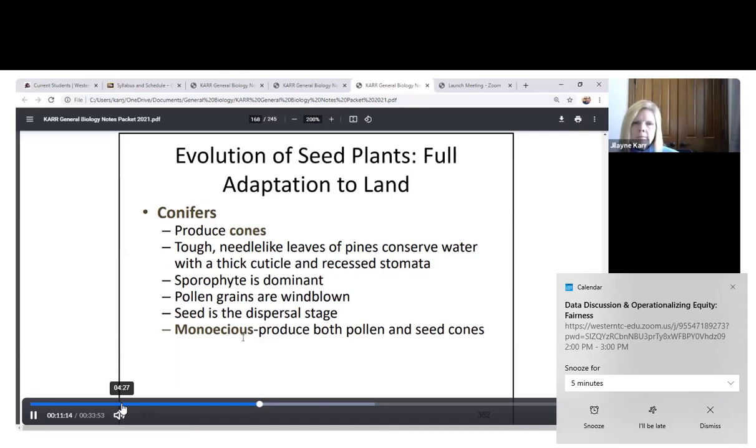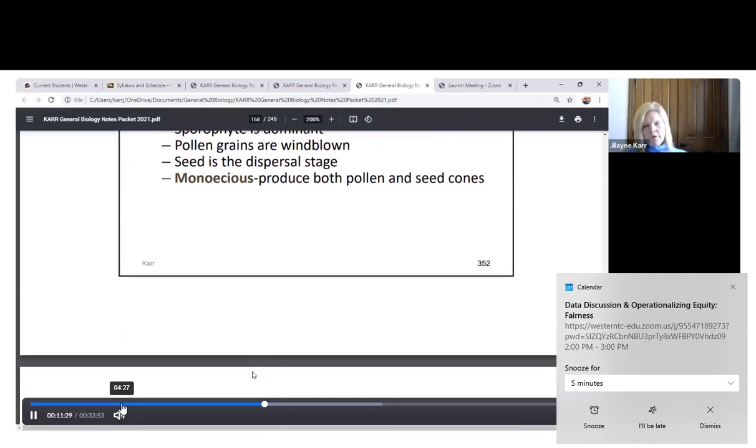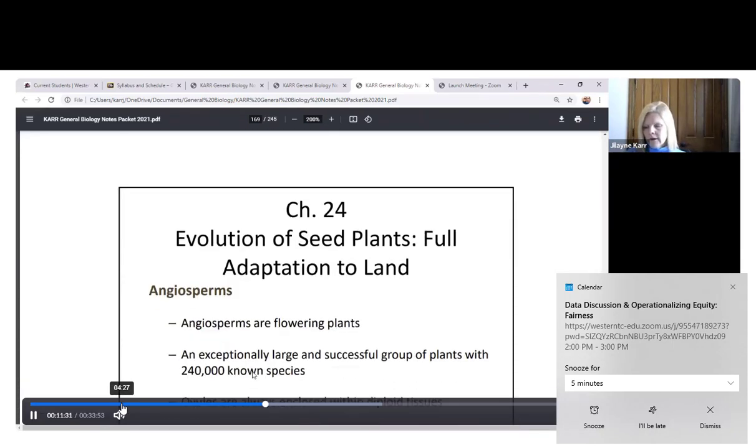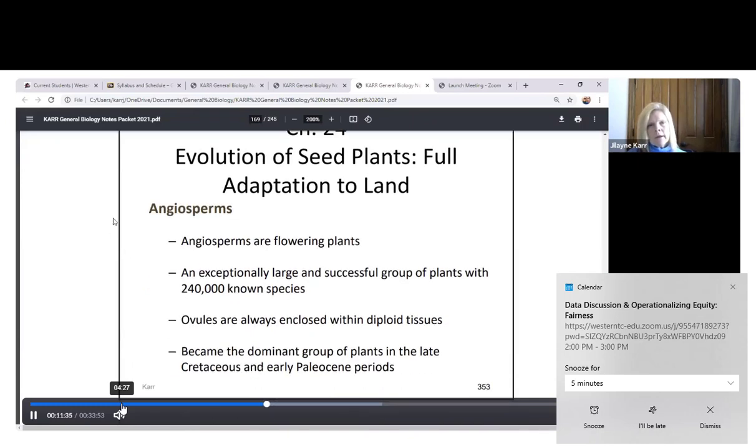So when we look at the leaves of pine trees, they're very tough, needle-like, kind of pokey, right? So they have a very thick cuticle, and that helps them survive in dry environments. You see lots of pine trees in sandy areas, and they can also survive the winter, right, because of those tough leaves that conserve water.